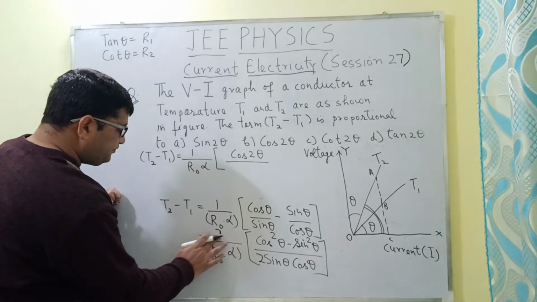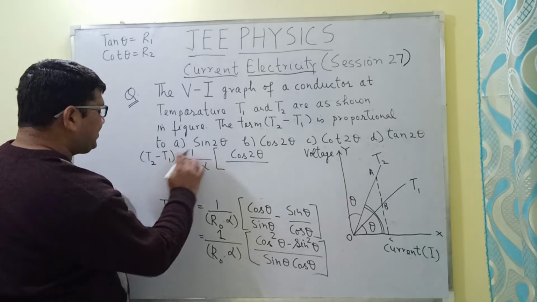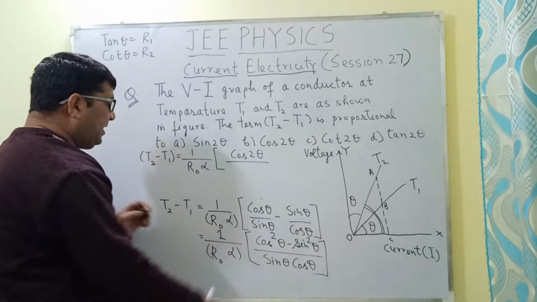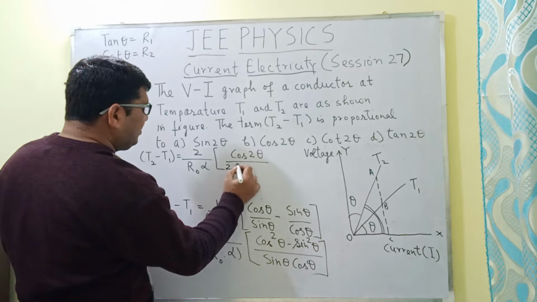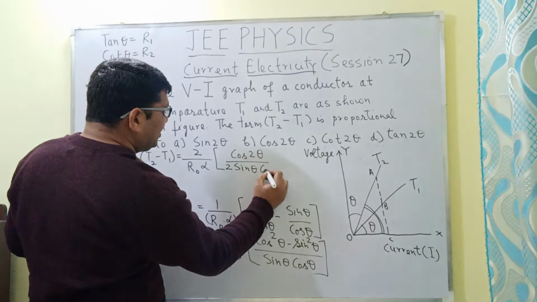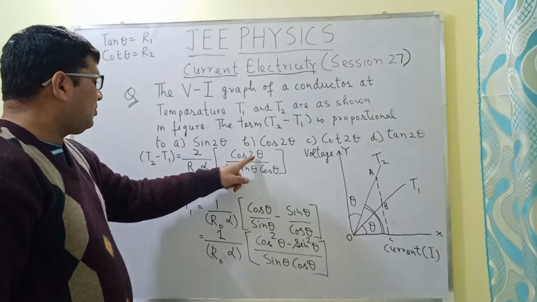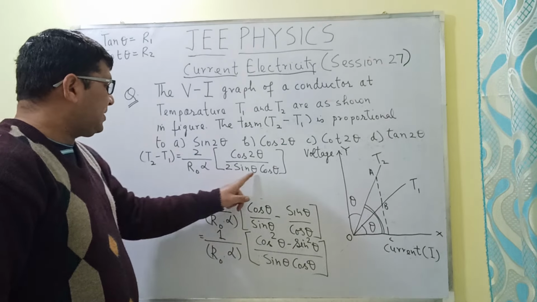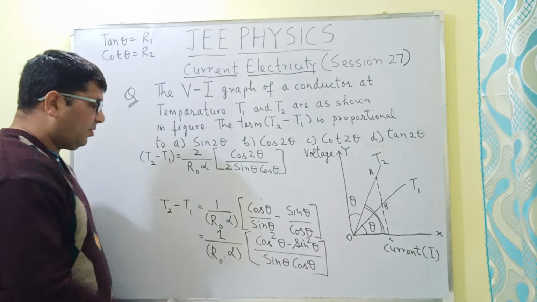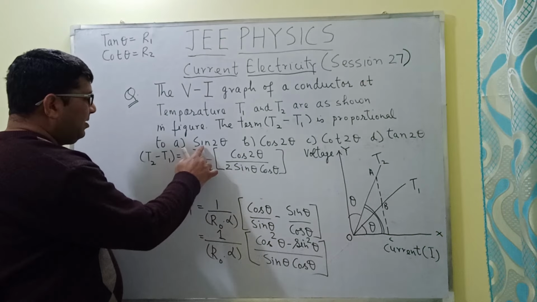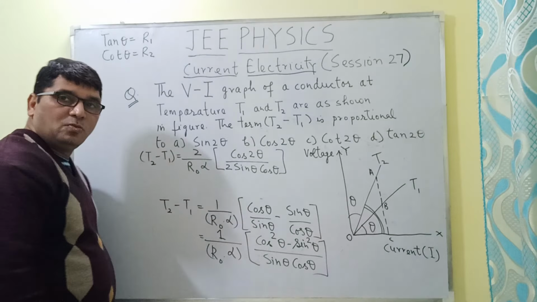So what I am doing here is just multiplying and dividing this equation by 2. So I will be getting this equation, that is 2 divided by R naught alpha in bracket cos 2 theta divided by 2 sin theta cos theta. So this equation and this equation are the same. What I have done is that I have multiplied and divided this equation by 2.